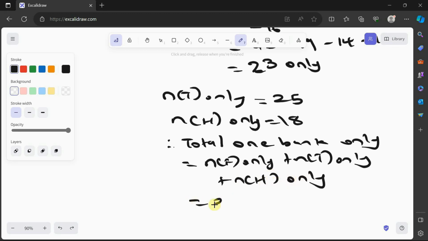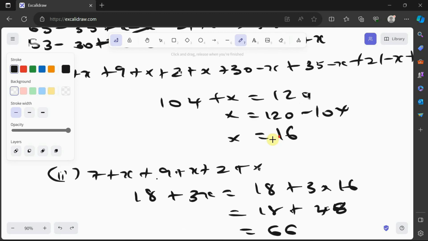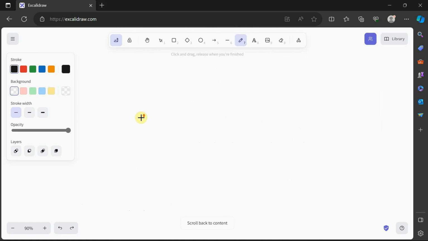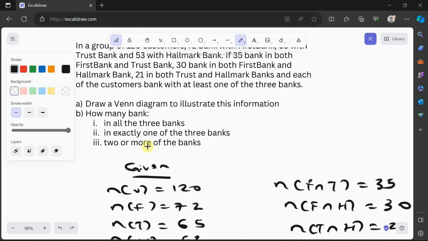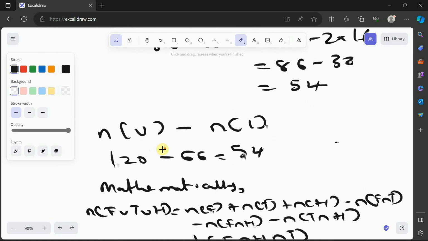And this is 23 plus 25 plus 18. If you punch that in your calculator, what did that give you? That will give you 66. So that means 66 people use only one bank. And the last question is saying that we should find people that use 2 or more banks. So the same way we use for the Venn diagram approach, we can still do the same thing. You can just say the number of the universal set minus the number of people that use one bank. So that's 120 minus 66, which gives you 54.